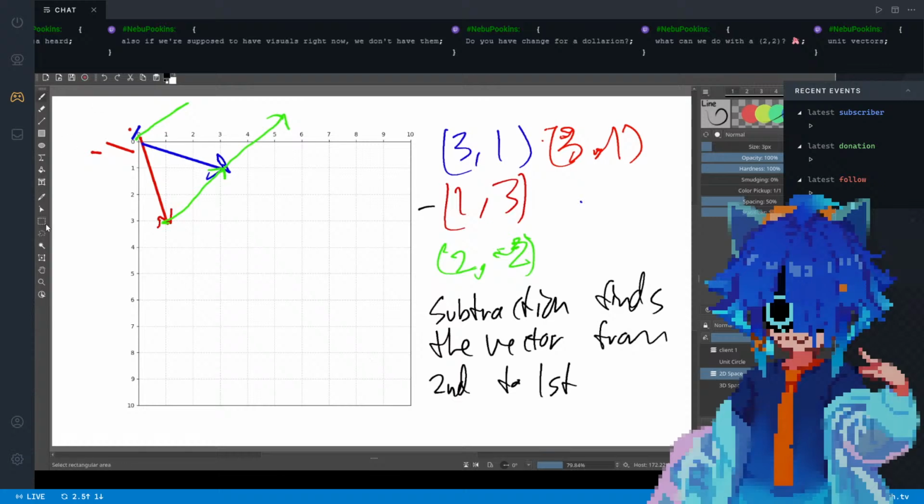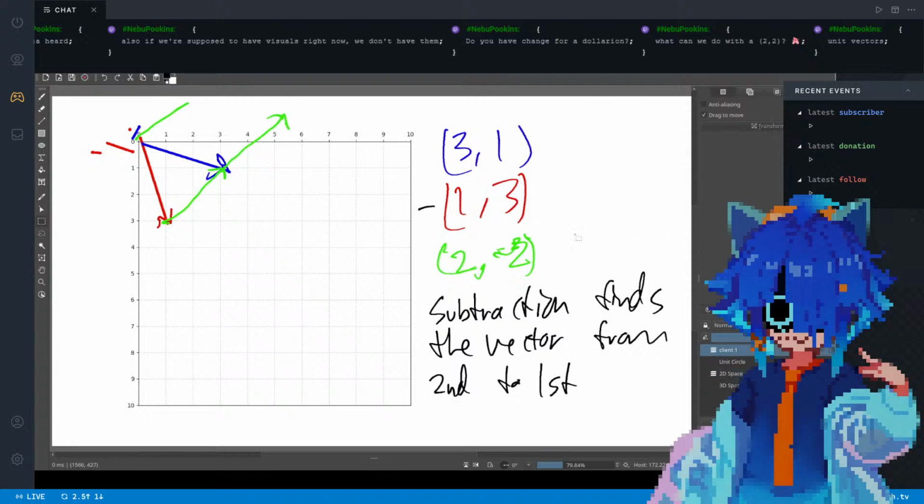If we did 1, 3 minus 3, 1, we would instead find negative 2, 2, which is the same vector, and let's highlight it in orange, but going the opposite way when drawn at the tip of the blue vector. We have the vector going from the blue vector, from the second, to the red vector, to the first.